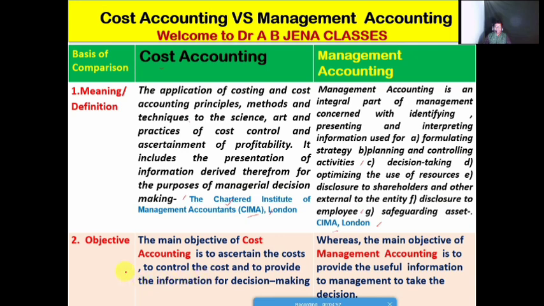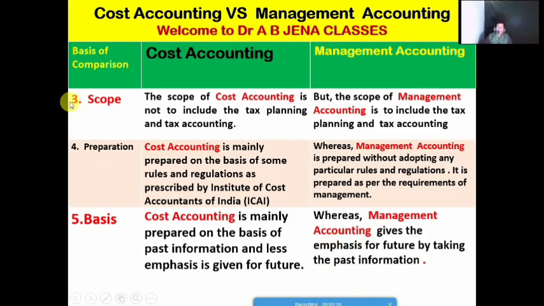The second basis of comparison is objective. What is the main objective of cost accounting? The main objective of cost accounting is to ascertain the cost, to control the cost and to provide the information for decision making. Whereas the main objective of management accounting is to provide useful information to management to take important decisions.